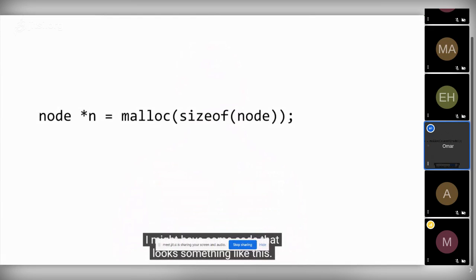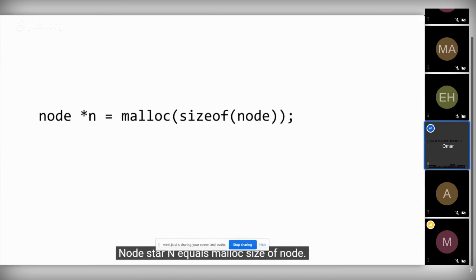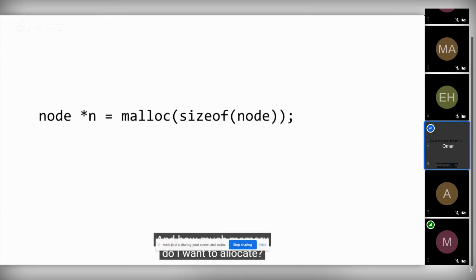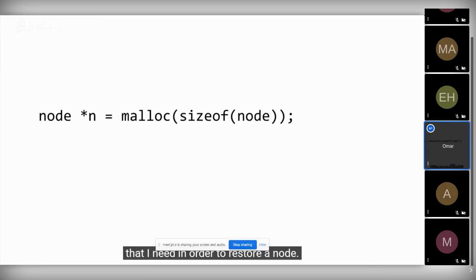In order to allocate memory for a new node, I might have some code that looks something like this. Node star n equals malloc sizeof node. Malloc here means allocate some memory, fast memory from the computer. And how much memory do I want to allocate? Well, sizeof node is going to be the number of bytes of memory that I need in order to store a node. So malloc sizeof node is going to give me just enough memory to be able to store a node. And I'm going to store the address of that node inside of n.